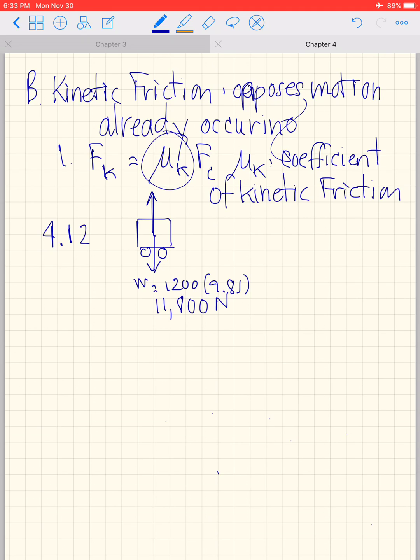Is there weight? Yes, and we figured out what it is. Is there tension on a rope or wire, push or pull? Is there anything acting outside the car to move it forward? And the answer is no.